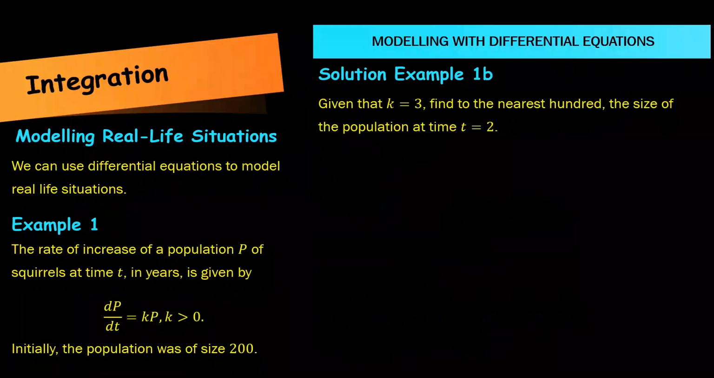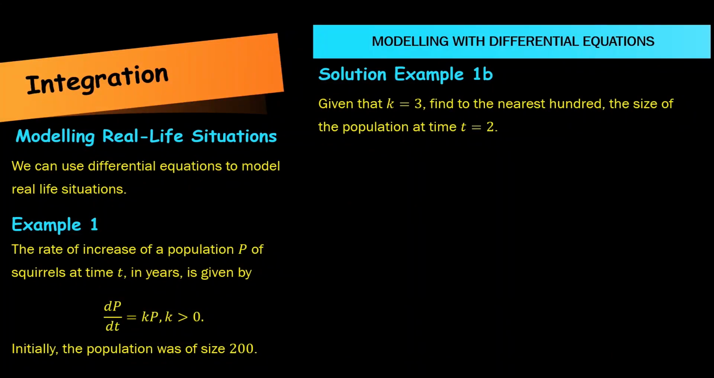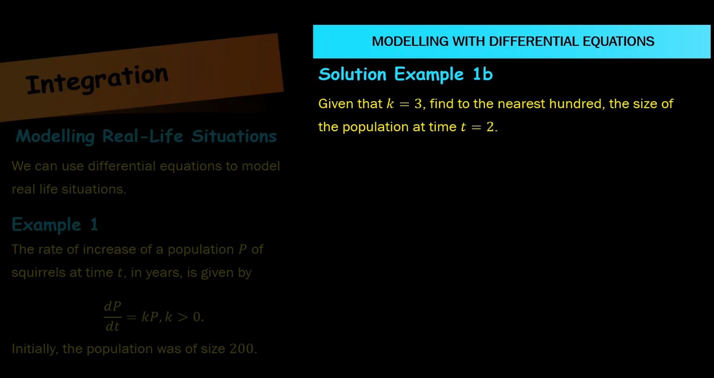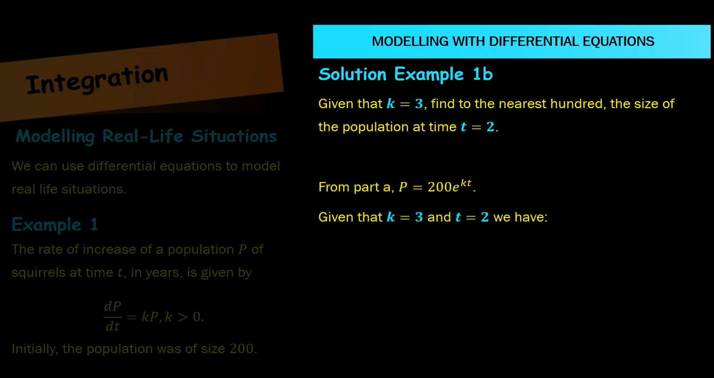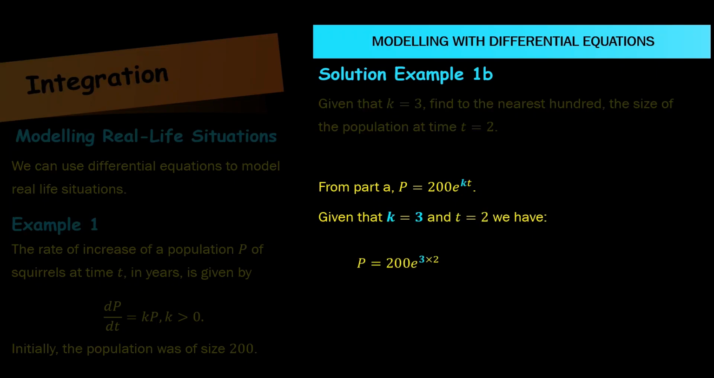Now let's take a look at part B. Given that k equals 3, find to the nearest hundred the size of the population at time t equals 2. Now from part A, we have this equation for P. Now given that k equals 3 and t equals 2, we have that P equals 200 times e to the power 3 times 2.